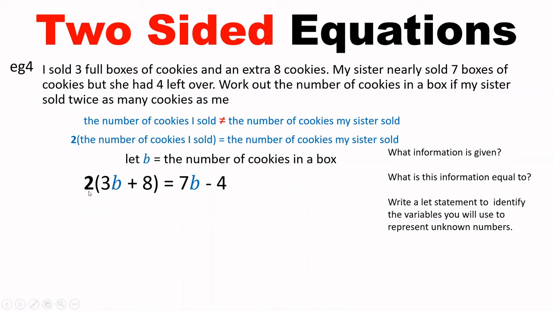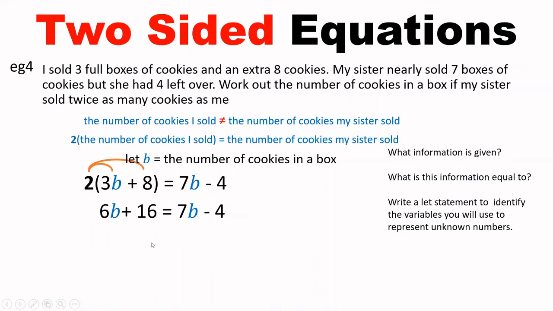So here, I've got 2, and then I've got a bracket. Let's expand out that bracket. So I'll do 2 times the 3b, which is 6b, and 2 times the 8, which is 16. So 6b plus 16 is equal to 7b minus 4. Now let's get our b's together. Which of the b terms is the smaller b term? 6b's or 7b's? I hope you're agreeing with me that 6b must be smaller than 7b.